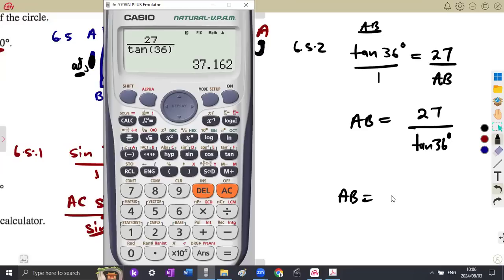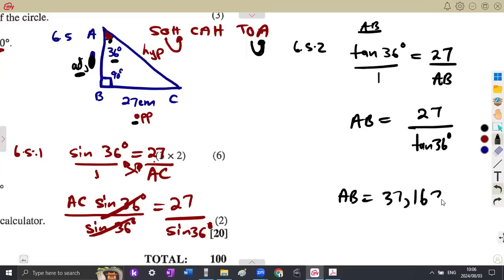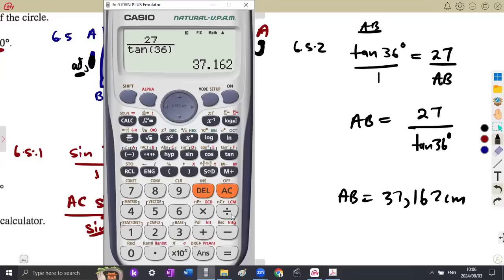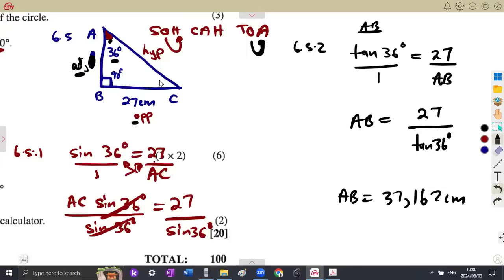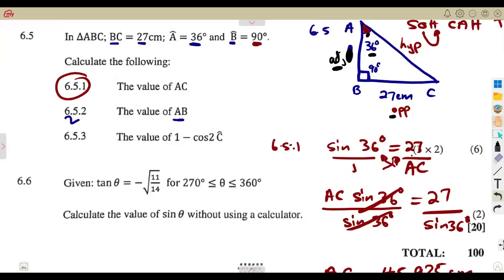So that's 37.162 centimeters, to 3 decimal places. That's 162. So we have got our AB there. Then another question was to calculate the value of 1 minus cos 2C.